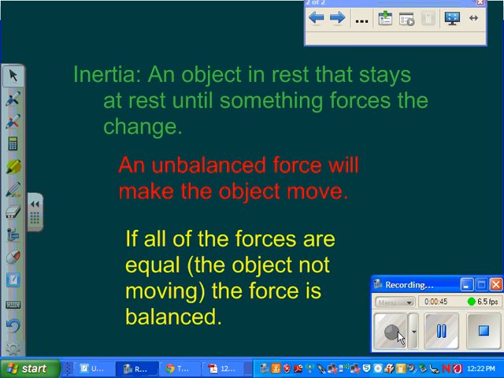Okay, so your next term is inertia. This is when an object is at rest. It stays at rest until something forces the change. Only an unbalanced force can make that object move. If all of the forces are equal, meaning the object is not moving, then the force is balanced. We're going to get into unbalanced and balanced forces. This should be a review from your 7th grade year.